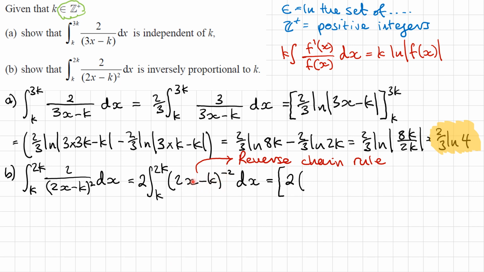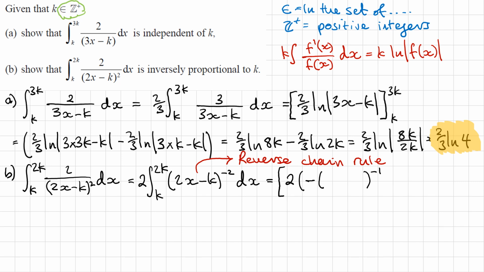So step number 1 is to integrate the outside. So to integrate the outside, I add 1 to the power and divide by the new power. So if I add 1 to the power, it's going to be -1. And if I divide by that new power, I'm going to divide this by -1. So that's the same as just putting a minus sign in front. So I've integrated the outside.